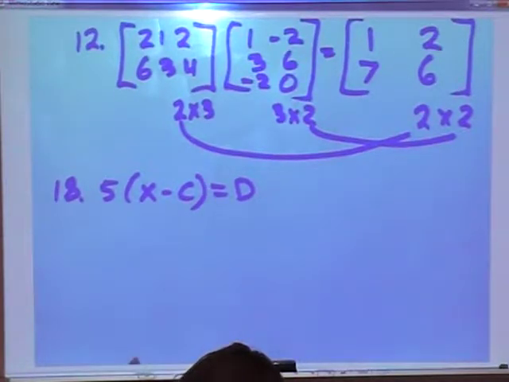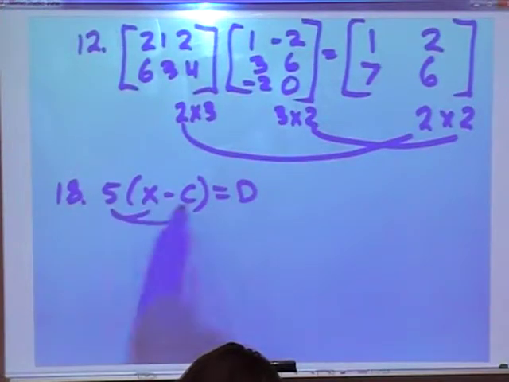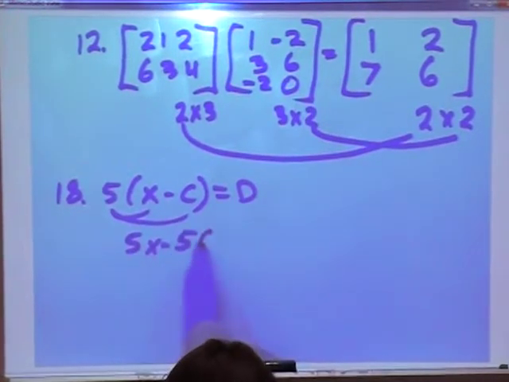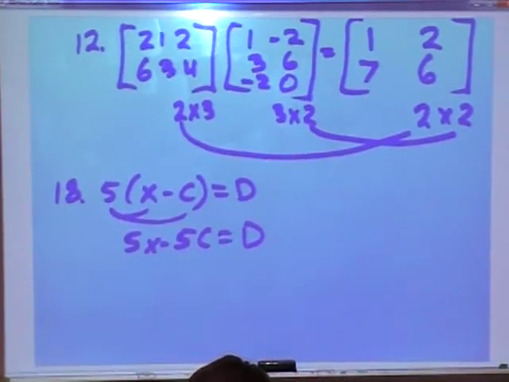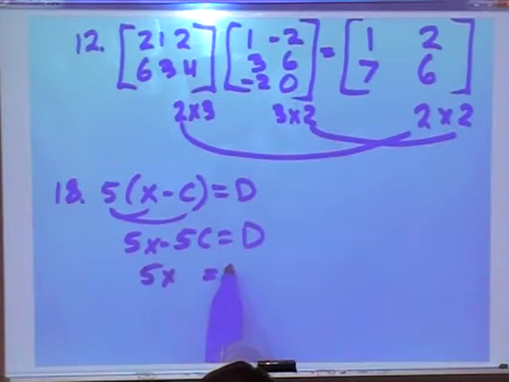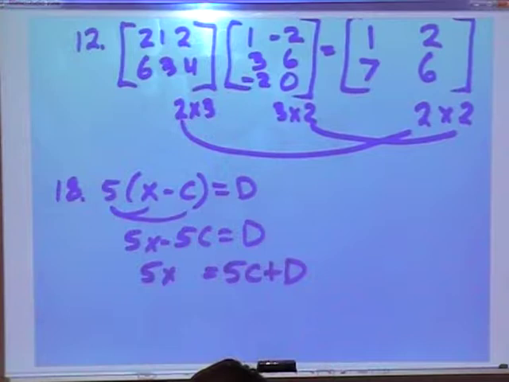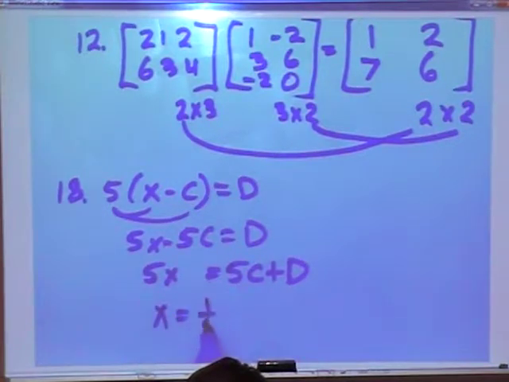Okay. So what I want you to do is distribute first. This will be 5x minus 5c equals d. And we're going to solve for x. So what do we do? Add 5c to the right. So 5x equals, we'll say 5c plus d. We'll keep it alphabetical. Then what? Divide by 5 or multiply everything by 1/5, okay? So I'll just write it like that for the moment.